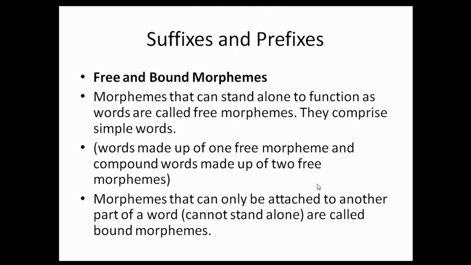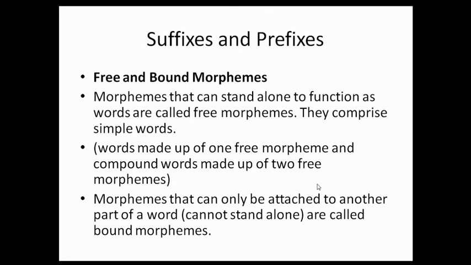Now morphemes that can only be attached to another part of a word are called bound morphemes. They cannot stand alone and they cannot give you a complete sense of meaning if you do not add them to other words. So they are called bound morphemes. And prefixes and suffixes, let me tell you students, come under the category of bound morphemes. Basically they are bound morphemes.